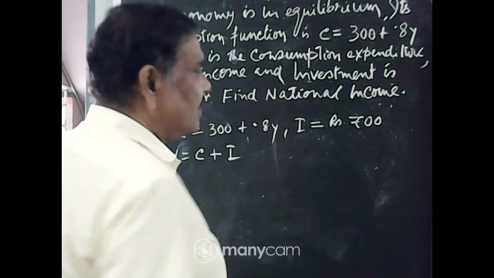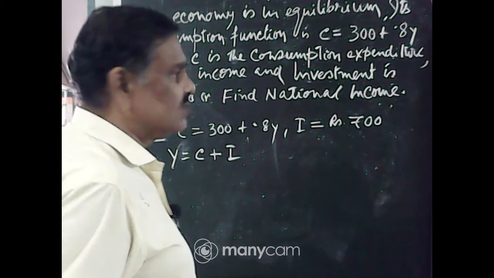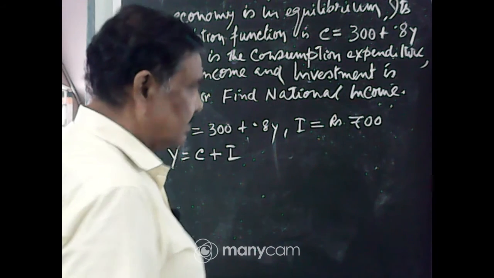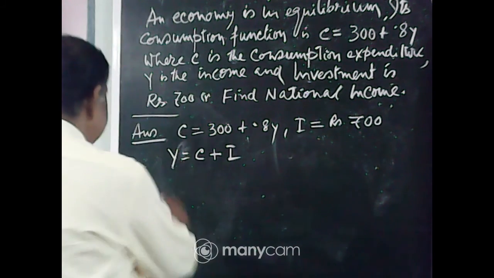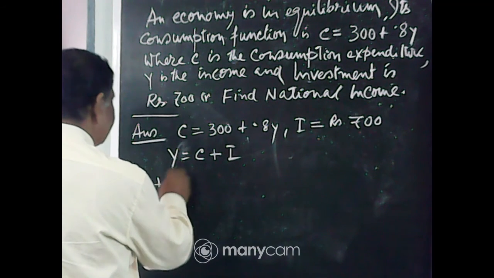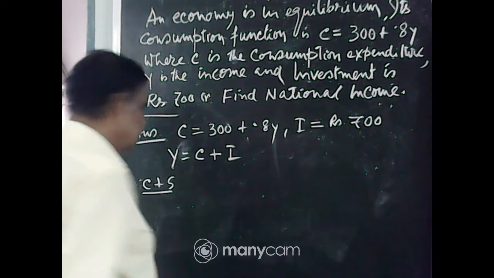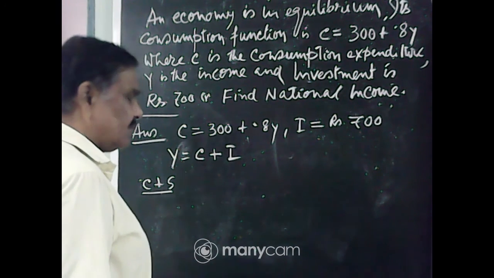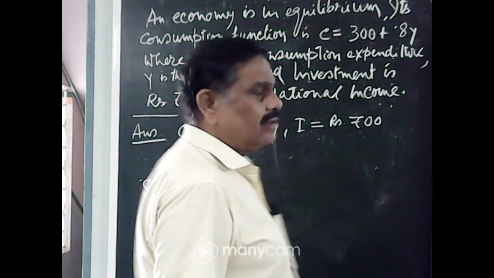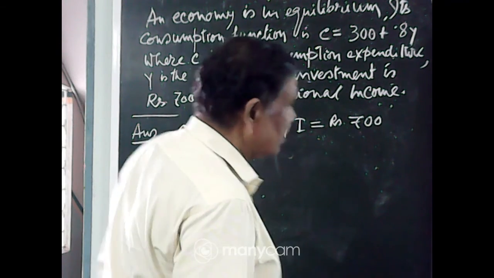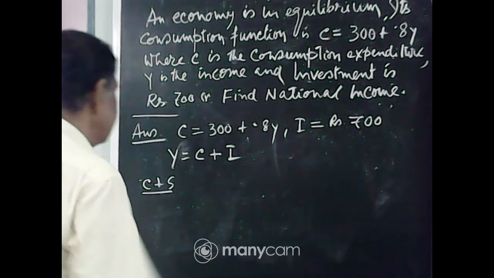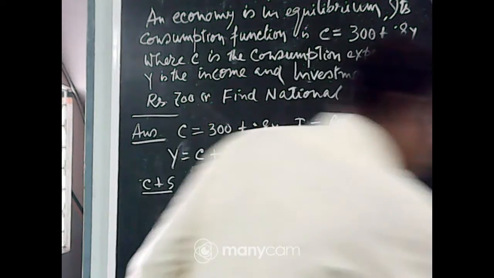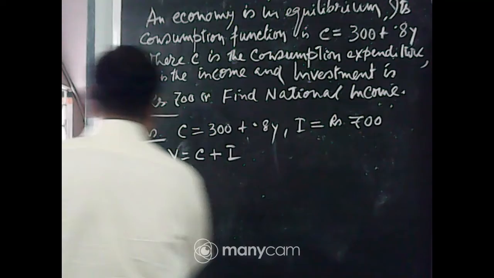Consumption plus investment. Suppose your income is rupees 500, you consume 400 and save 100. That is C plus S. Your consumption expenditure plus saving is equal to, suppose, 700. So saving is equal to investment. Either you deposit the rest of the money in the bank or invest in the production sector, so it is investment. So C plus I is equal to C plus S. All these are equal. I is equal to S.